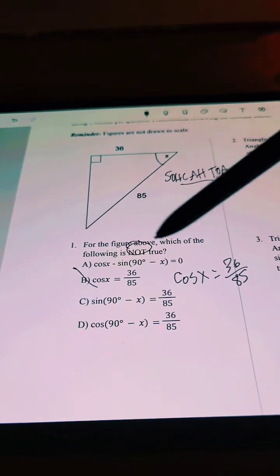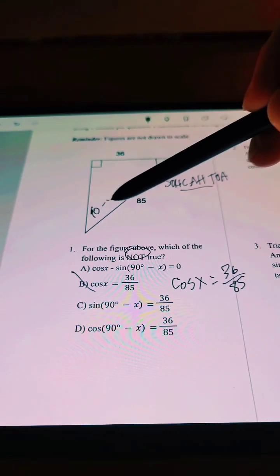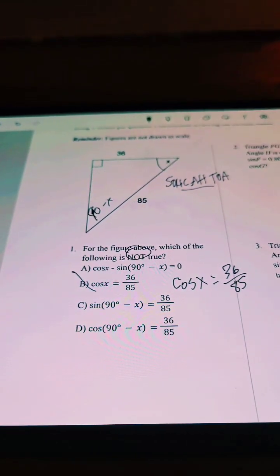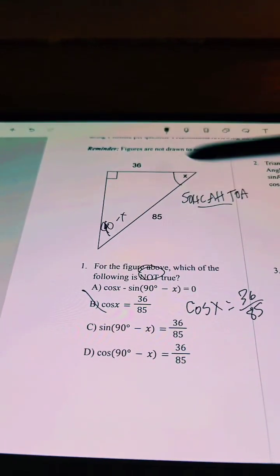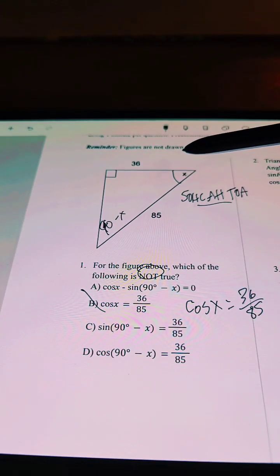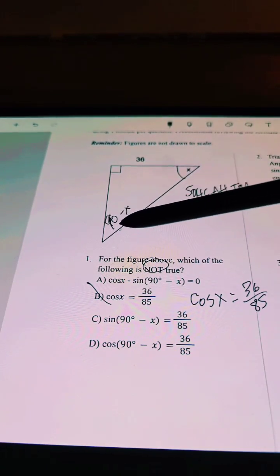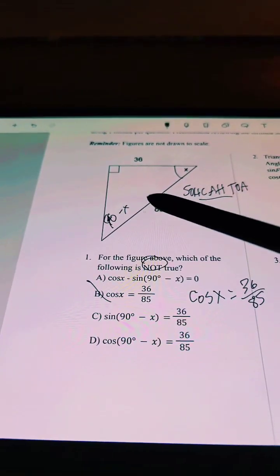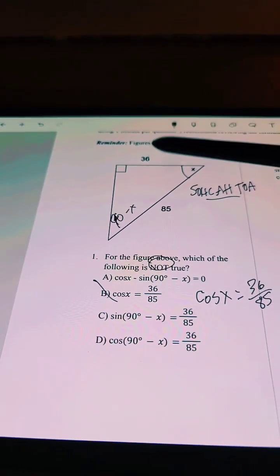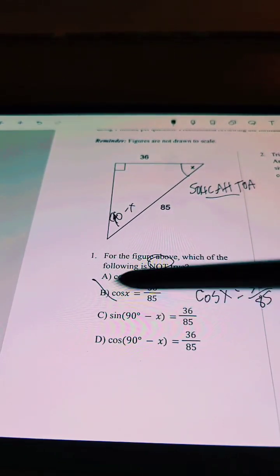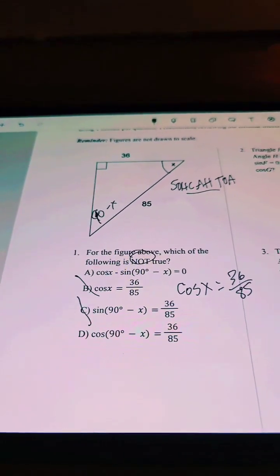Okay, and now let's look at sine of 90 minus x. 90 minus x would be the complementary angle. Whoops, that's supposed to be a 90 minus x. Remember, all angles in a triangle need to add up to 180 degrees. So I know that these have to add up to 90, so I could say this one's x and this one's going to be 90 minus x. So when I'm saying the sine of 90 minus x, I'm saying the sine of this angle, so opposite over hypotenuse, 36 over 85. So that's true. Remember, we're looking for what's not true.